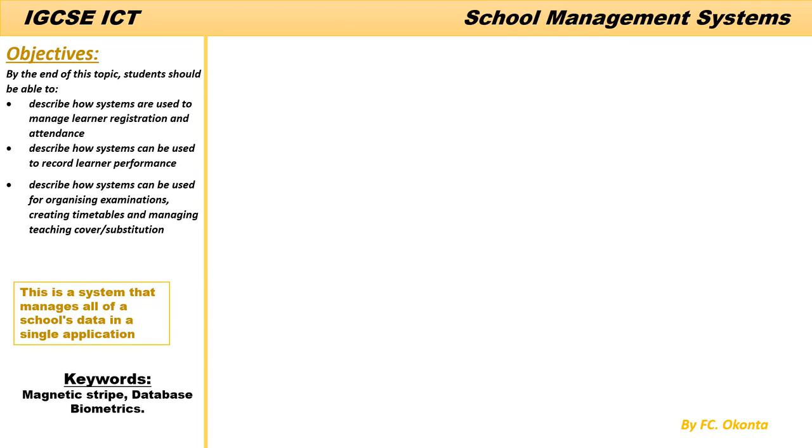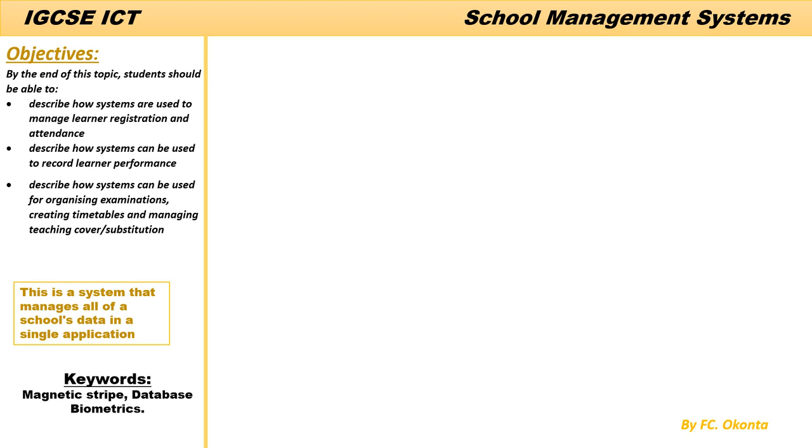Okay, so here I'm going to be explaining what the school management system is, the uses of the school management system, and the advantages and disadvantages of it. We're also going to learn how to describe how the system can be used to manage learners' performance, how the system can be used to manage learners' registration and attendance. We're also going to learn how the system can be used for organizing timetable and so many other things that the school management system can be used for in this lesson.